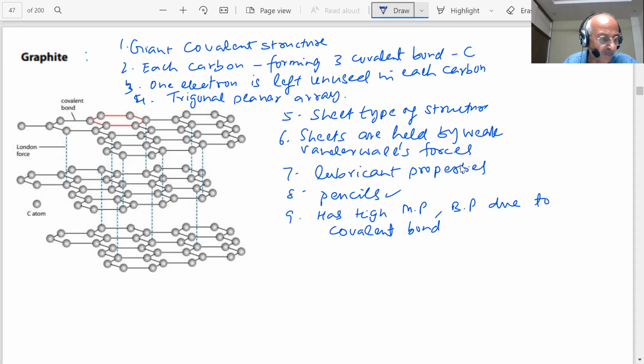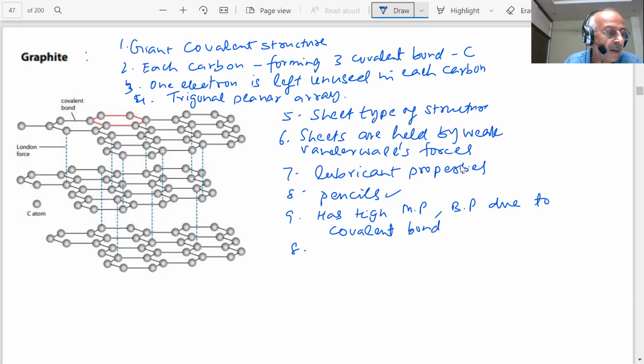The important point is that graphite has free electrons, therefore it can act as a conductor also. Graphite electrodes are very commonly used. You are aware of that.